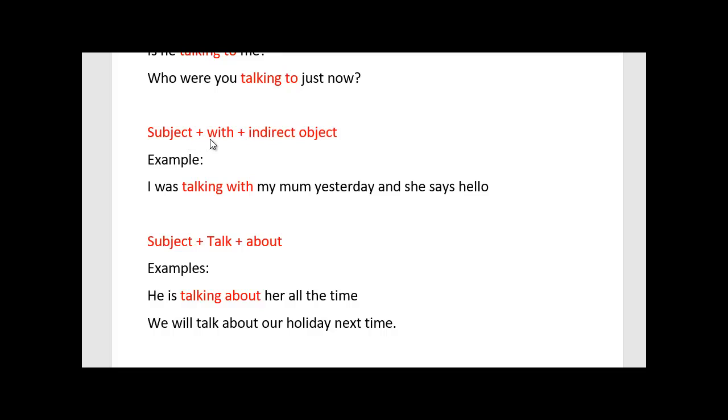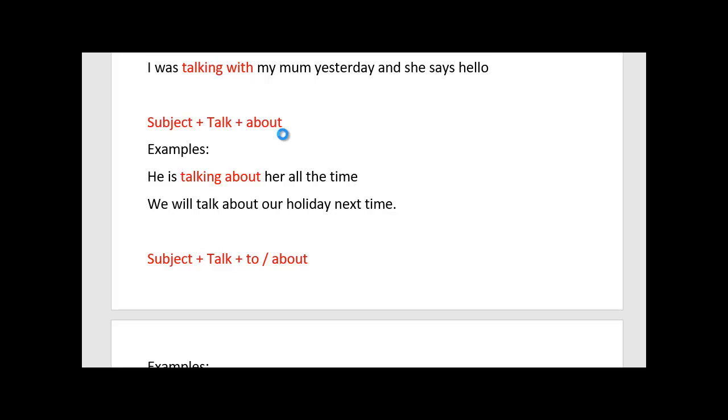Then we have another format, subject plus talk plus with plus an indirect object. Again, indirect object, we said, okay, Margaret gave a cake to James. So Margaret bought the cake or made the cake and then gave it to James. So the cake is the direct object and James is the indirect object. Remember that, guys, okay? So, I was talking with my mom yesterday and she says hello. So here we got talking with. So we have talk and with, okay? And we're using an indirect object here, which is my mom, okay?